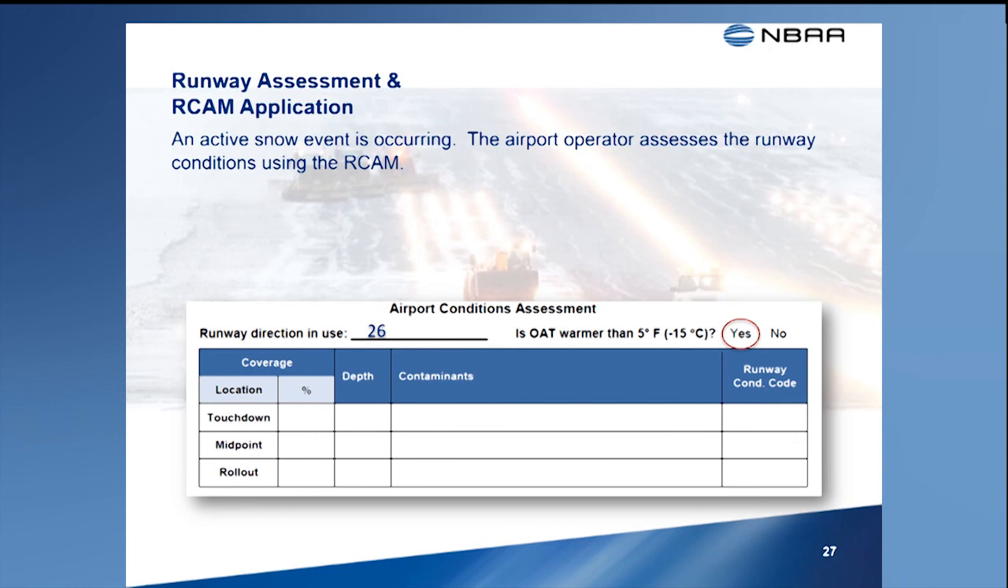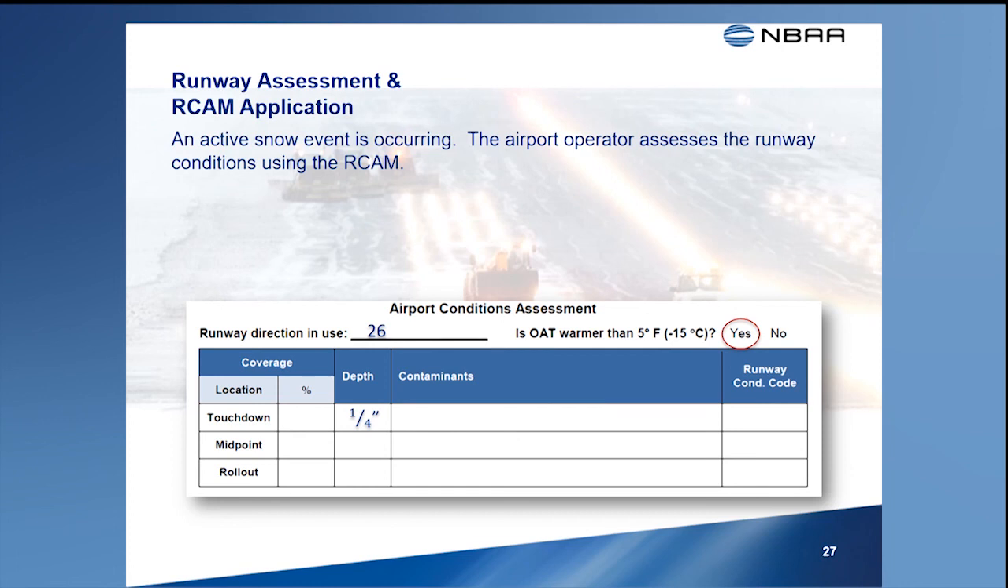The airport operator conducts an inspection on runway 26 and assesses the runway condition based on the guidance provided in an FAA advisory circular called Airport Field Condition Assessments and Winter Operation Safety. This guidance provides information on runway assessment practices, use of runway friction measurement devices, and other important information needed to conduct an accurate runway assessment.